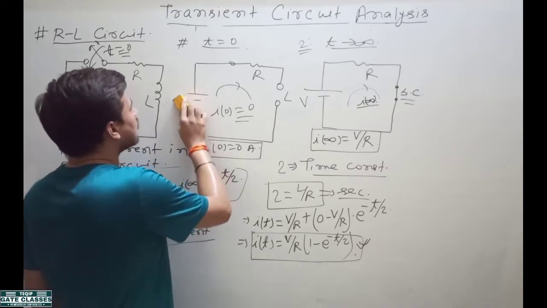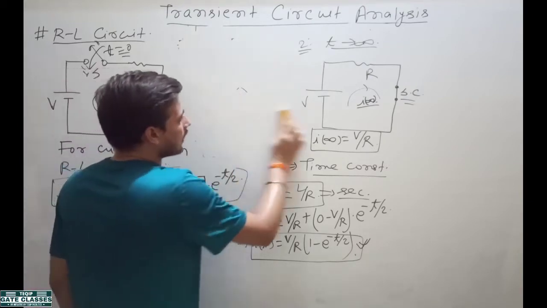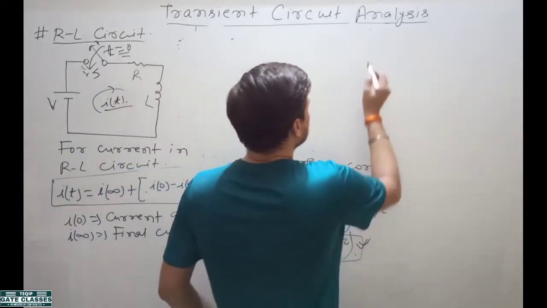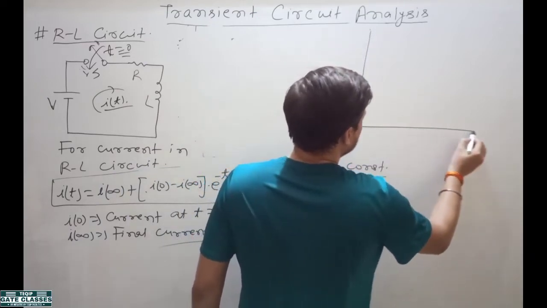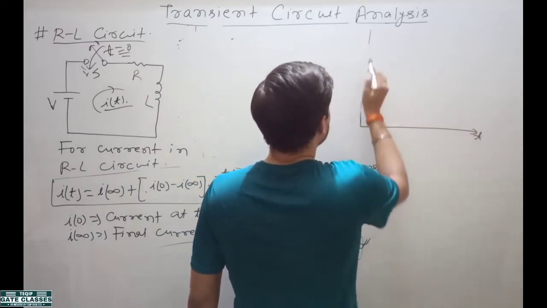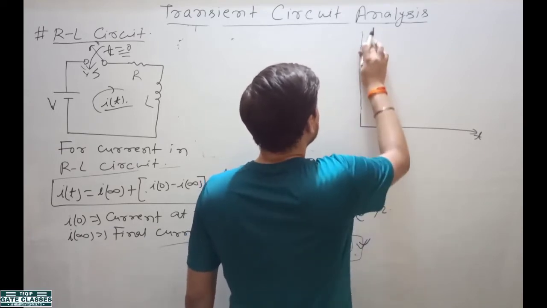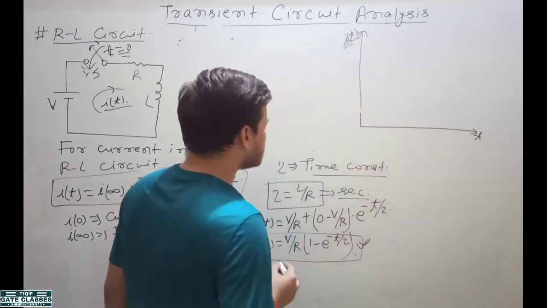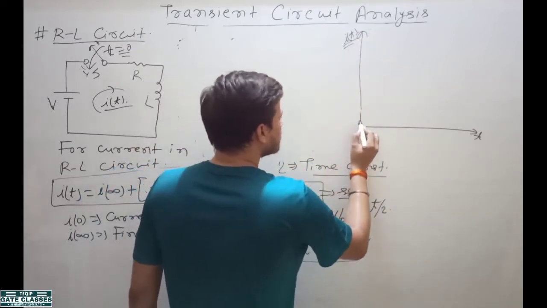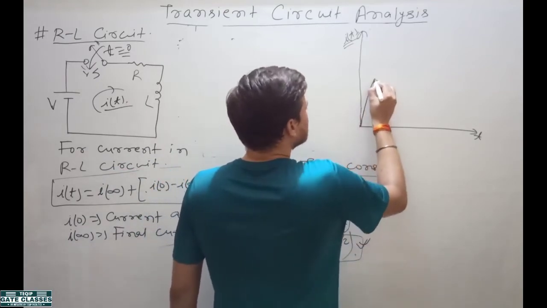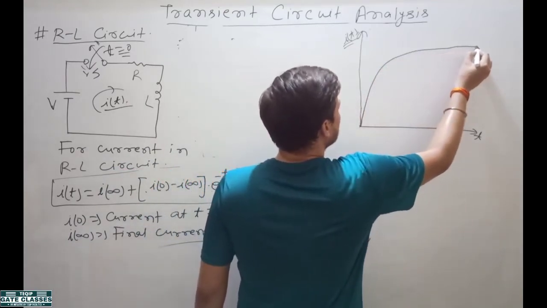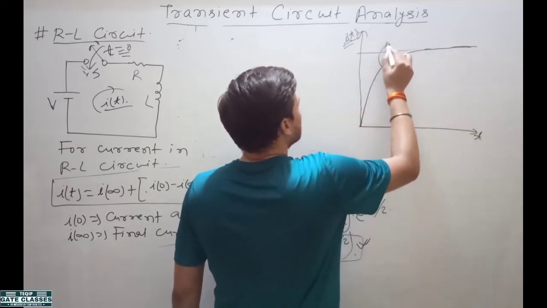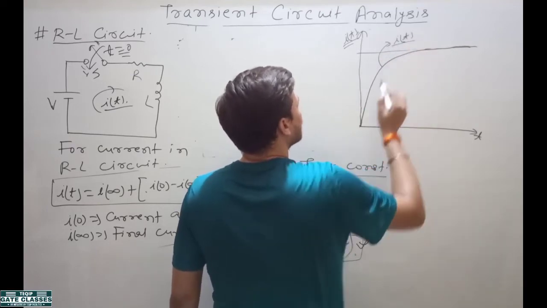Now we have to draw the graph of current in RL circuit. The vertical axis is current and the horizontal axis is time axis. Clear? So here you will see that at time t equal to 0 current is 0. Now the current will increase like this, and this will go like this. Clear? So this is the waveform of current i(t).